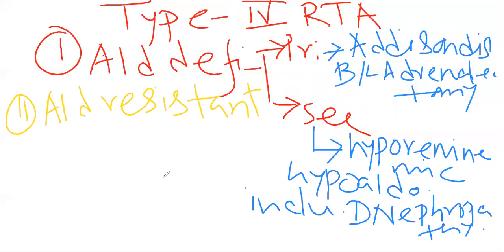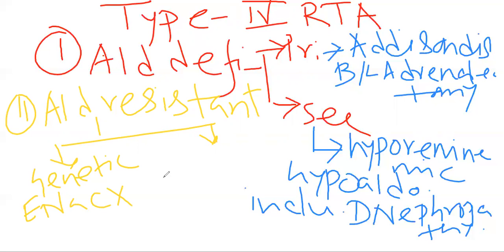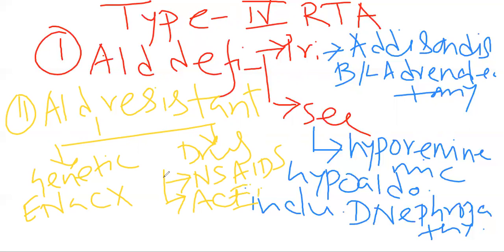So aldosterone resistance can also be due to either genetic or drug effect. Genetic disorder occurs due to mutation in the epithelial sodium ion channel. So if there is mutation in the epithelial sodium ion channel or some drug toxicity like NSAIDs or ACE inhibitors and ARBs, the angiotensin receptor blocker drugs.